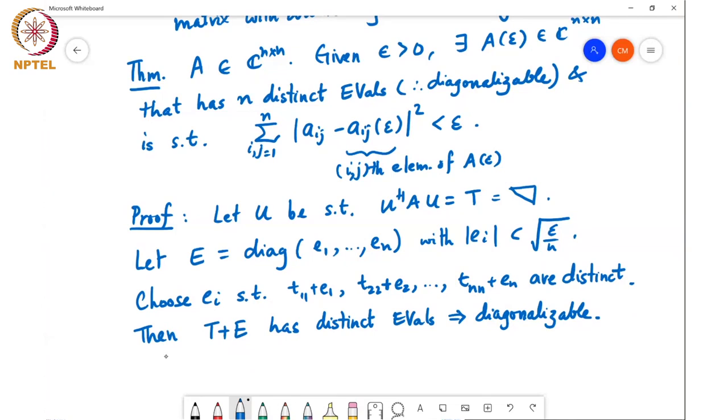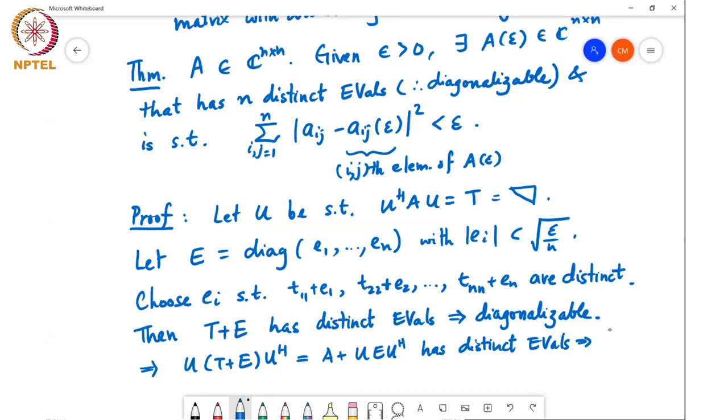And so basically, if I consider U times (T plus E) times U Hermitian, I'm undoing this operation here. This will be equal to A plus U E U Hermitian. Okay, this is a similarity transform. It preserves the eigenvalues. So this matrix has distinct eigenvalues, which implies it is diagonalizable, and it is similar to T plus E.